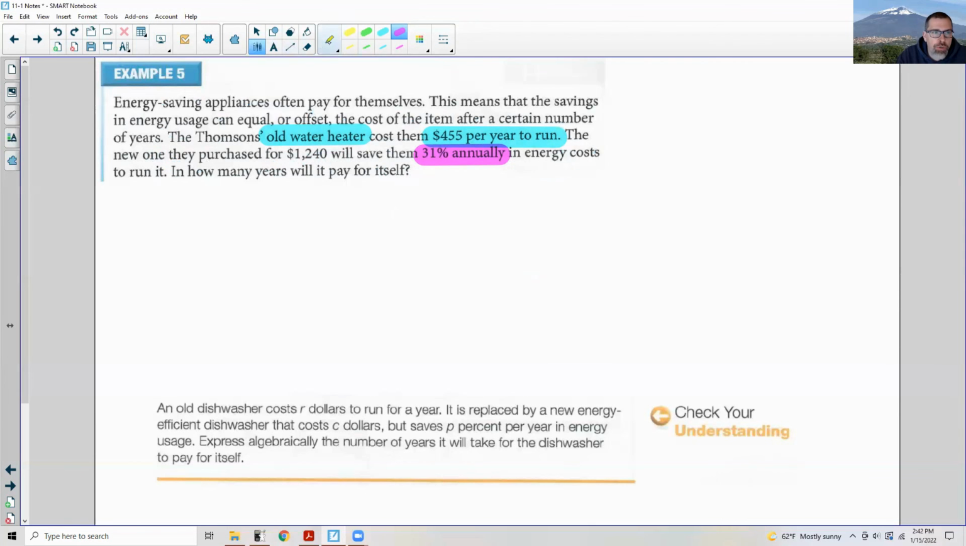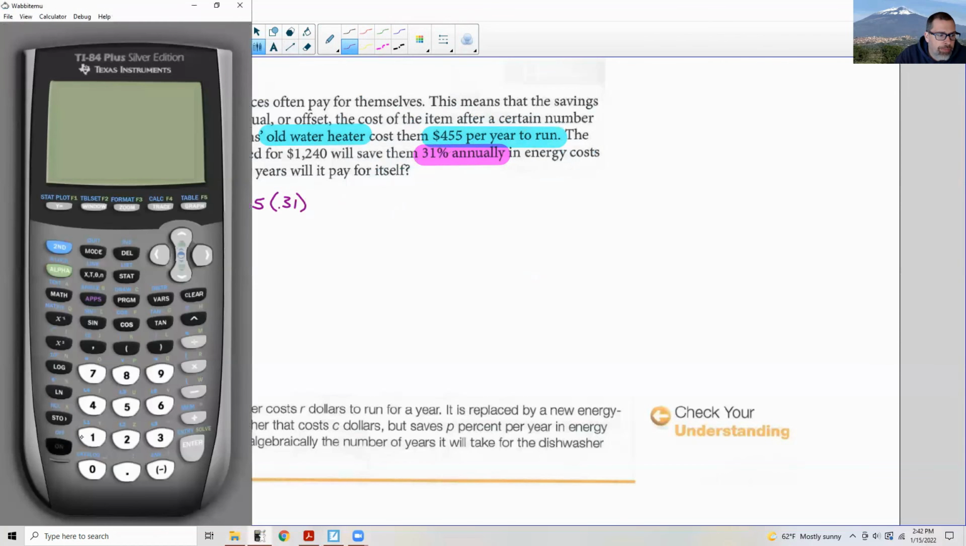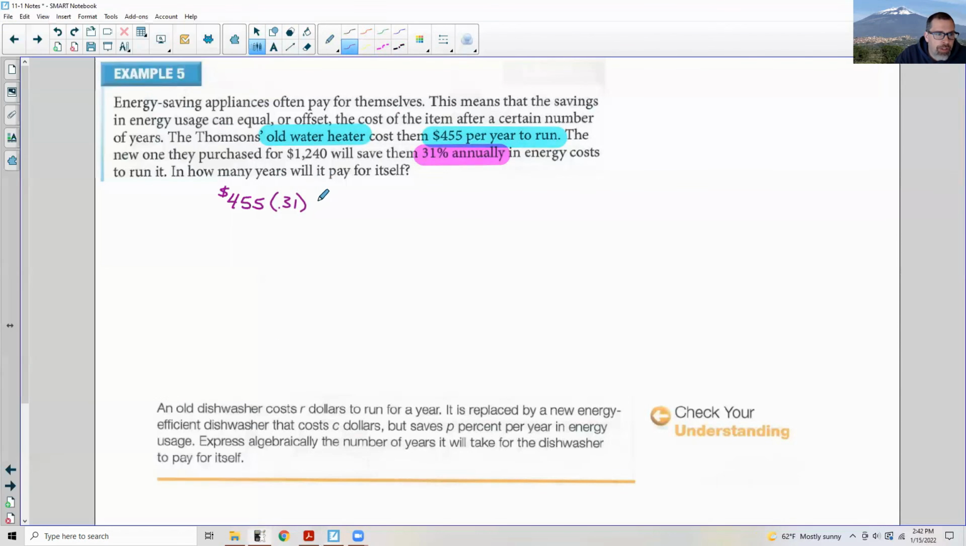Okay, so what we want to do is we want to know what 31% of the yearly cost is to run it for a year. So you take $455 and you multiply that by 31%, which is 0.31. So let me get my calculator and I take 455 times 0.31. And that is $141.05. Okay, so that's their annual savings by buying this water heater. They're saving $141.05 annually in electric bills.